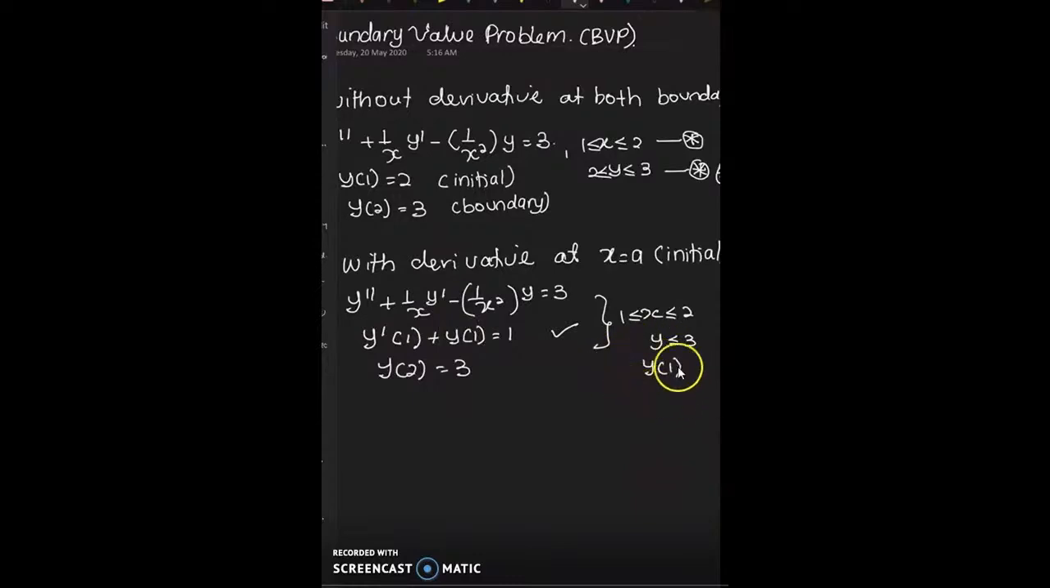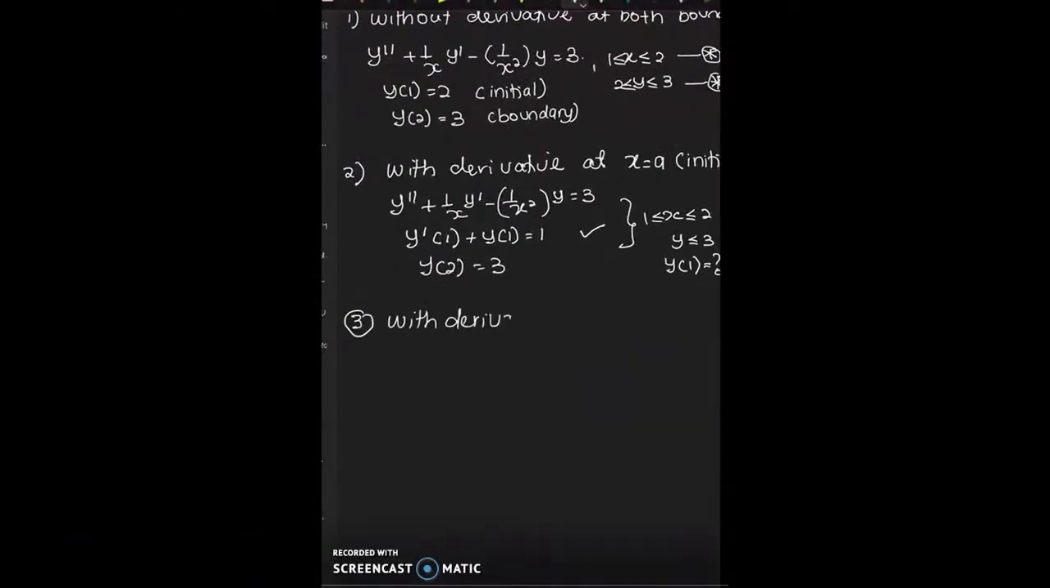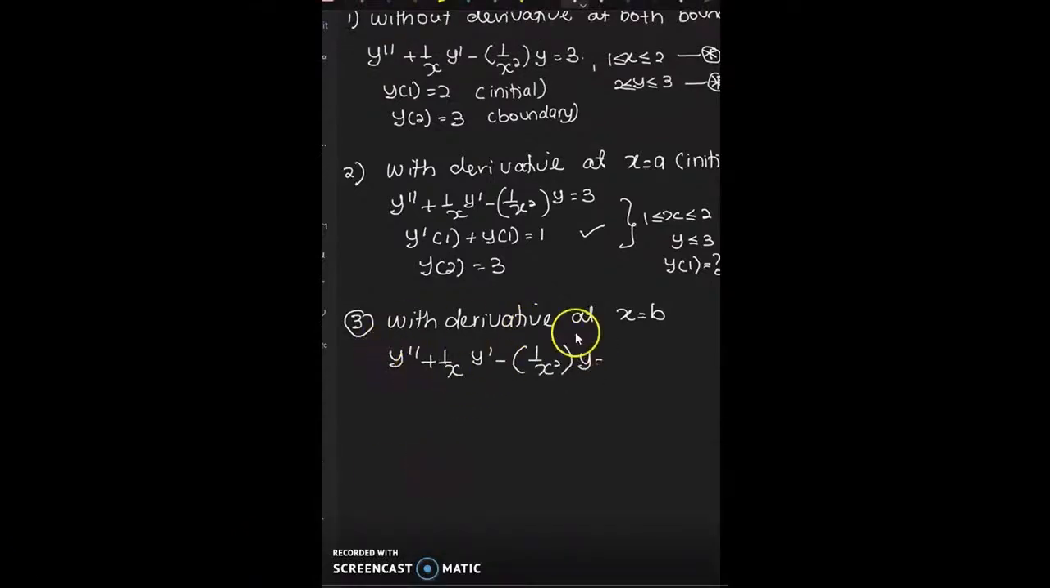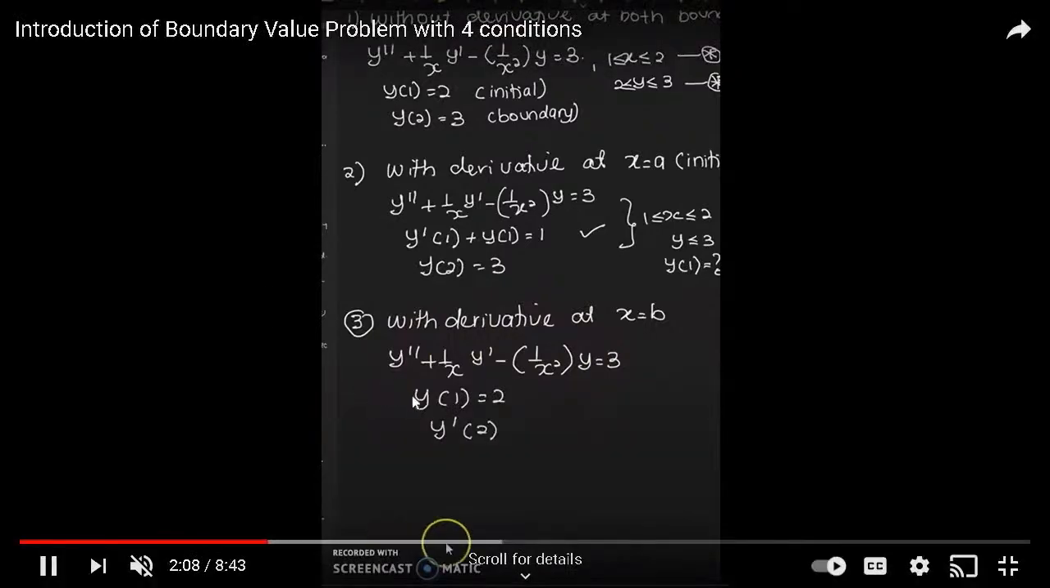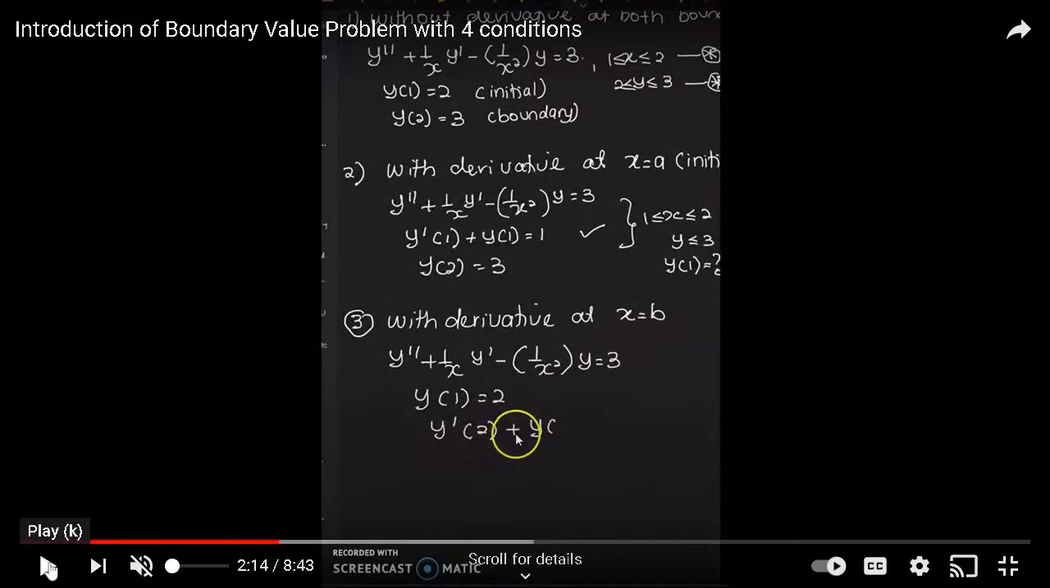All right, so from here you can see that x is between 1 and 2 and y is less than 3, and y1, we don't know what y1 is, but from the first condition we know y1 is equal to 2. The third boundary condition is with the derivative at the last corner, the last boundary, when x equals b. y prime prime plus 1 over x y prime minus 1 over x squared y equals 3. So this is important, we have the condition at the last corner, where y prime 2 plus y2 equals 1. This is the different condition, the boundary value problem with the derivative at the last corner. We call it condition number 3.